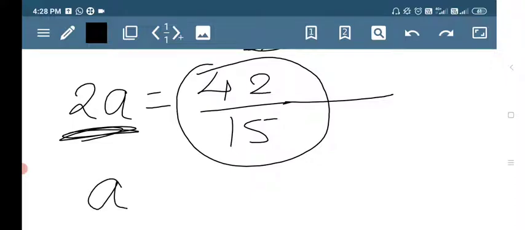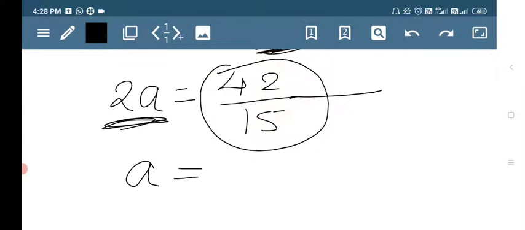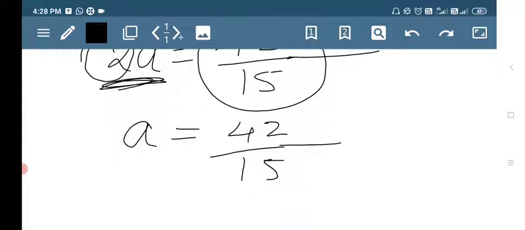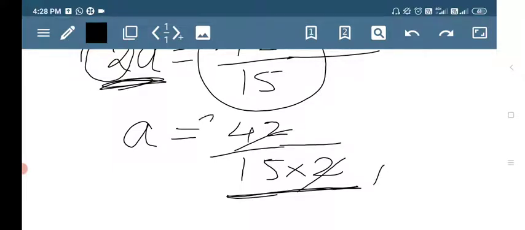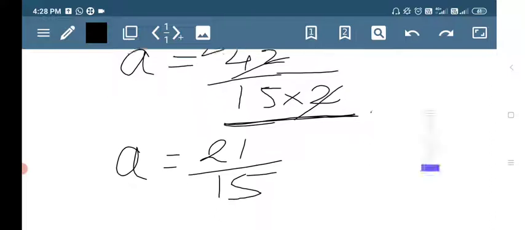Now what is the value of A? A is equal to 42 divided by 15. From multiplication on the LHS, it goes to the RHS and becomes division. Multiplication in the denominator, but division for the numerator. So 2 ones are 2, 2 tens are 20, A is equal to 21 by 15.